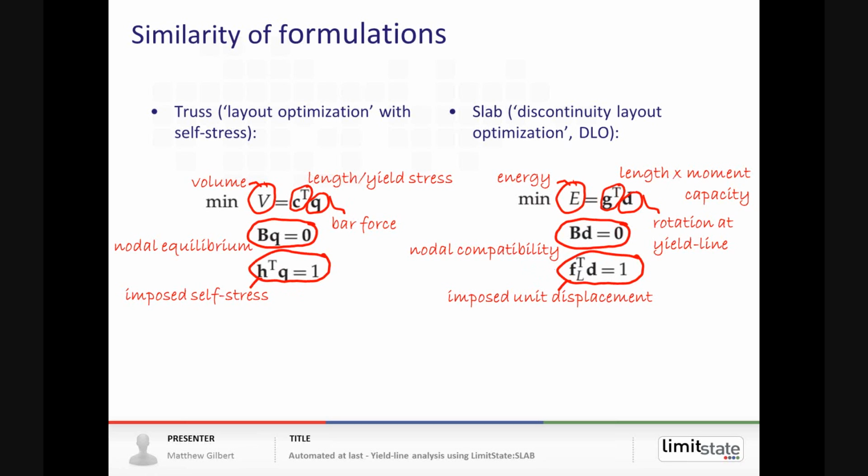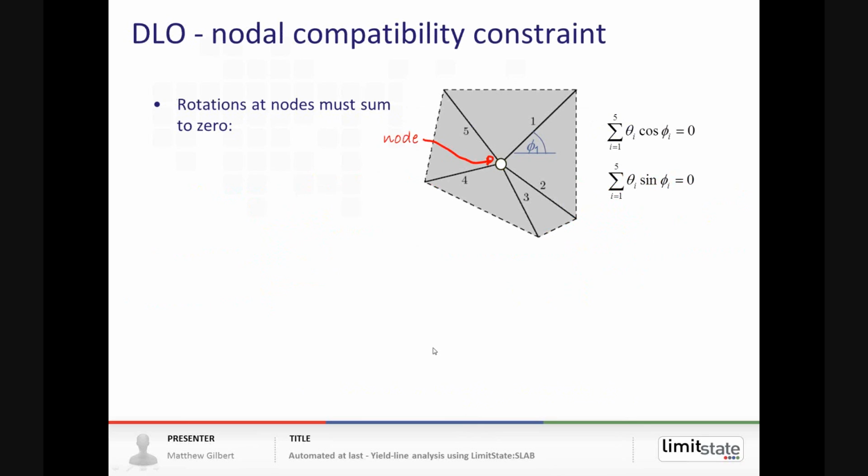But the key thing to all of this is that the mathematics for both problems is quite easy to solve, and computationally we can therefore solve quite large problems quite quickly, and that's what allows us to undertake this optimization and identify these complex critical collapse mechanisms. So you can see here both are simple linear optimization problems.